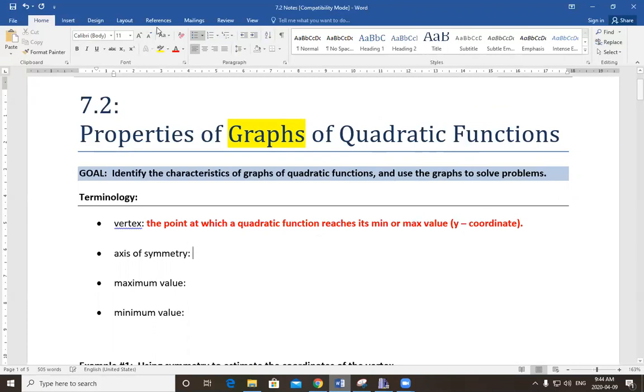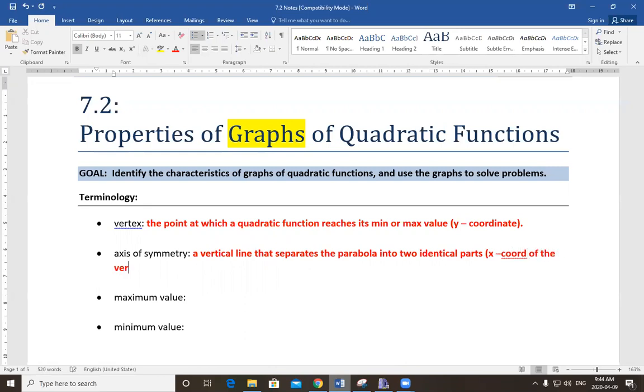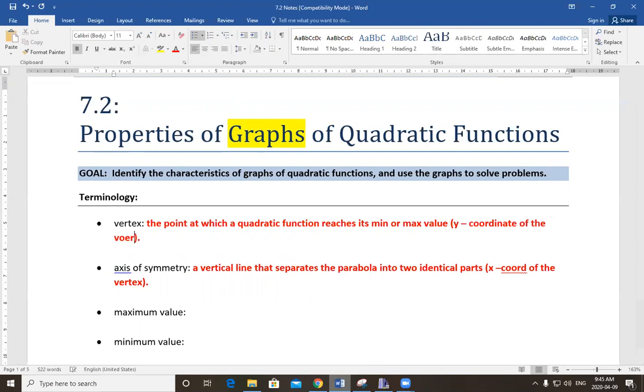The axis of symmetry is a line that separates the parabola into two identical parts. It is the x coordinate of the vertex. Put this up here again, so you know that the minimum or maximum value is the y coordinate of the vertex. Not vortex, but vertex.